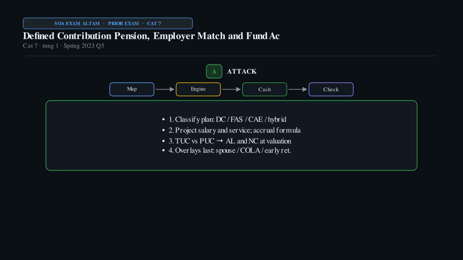Attack with the Category 7 checklist. Step 1: Classify plan, DC/FAS/CAE/hybrid. Step 2: Project salary and service, accrual formula. Step 3: TUC versus PUCAL and NC evaluation. Step 4: Overlays last, spouse/COLA/early retirement.